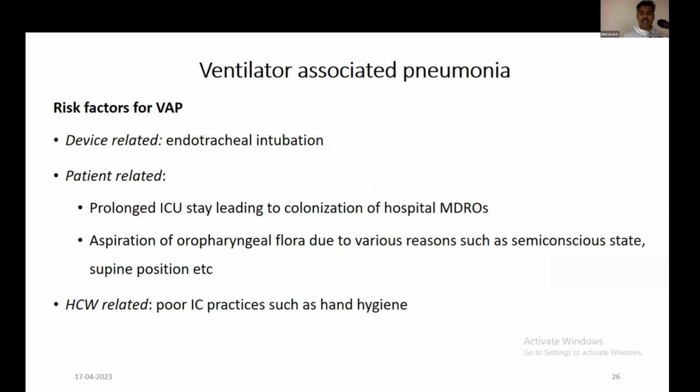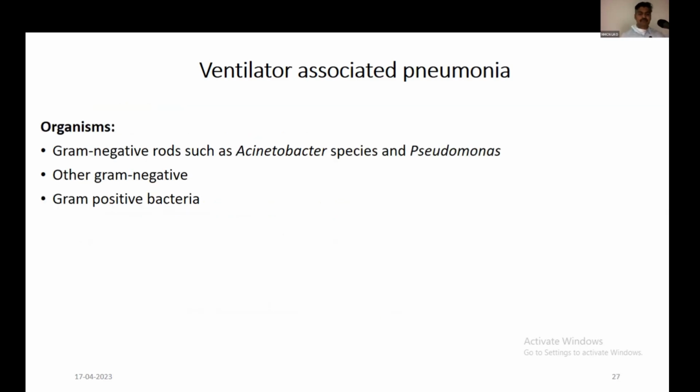Device related factors like endotracheal intubation and prolonged ICU stay lead to colonization with multi-drug resistant organisms, and there is aspiration of oropharyngeal flora due to various reasons such as a semi-conscious state or supine position. Healthcare worker related factors are poor hand hygiene and poor infection control practices. Organisms implicated in the development of VAP are gram-negative rods like Acinetobacter species and Pseudomonas aeruginosa. Other gram-negative bacteria like Klebsiella and gram-positive bacteria occasionally cause ventilator-associated pneumonia.